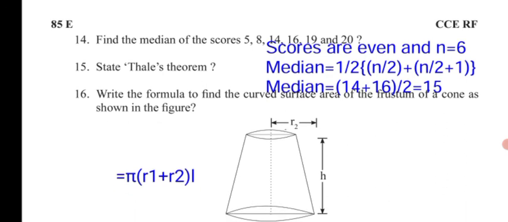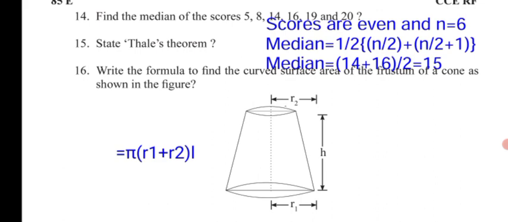Next, 16th question. Write the formula to find the curved surface area of frustum of a cone as shown in the figure. Okay, CSA of frustum of cone is equal to pi into (R1 plus R2) into L.